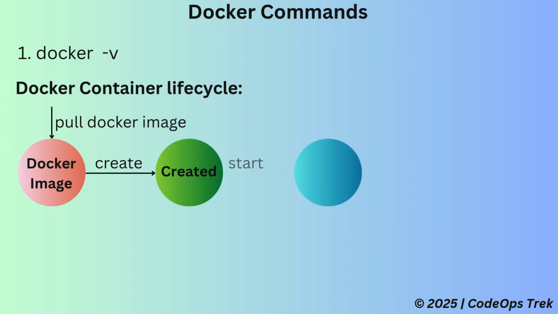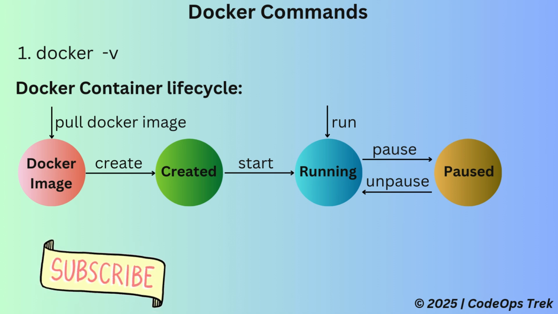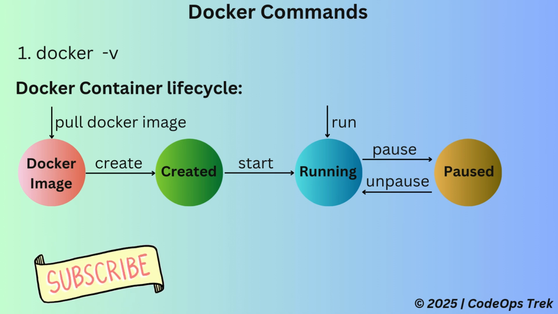Once the container is created, it can be started, making it an active running instance. After starting, the container will be up and running in memory. Alternatively, we can directly start a container by running the Docker image, skipping the separate creation step. A running container can also be paused and later unpaused to temporarily halt and resume execution without stopping it completely.